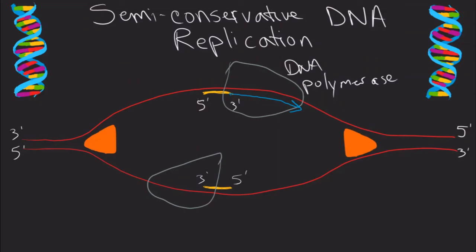And so it's going to occur in this direction. It has to be added on the 3' end. It has to do with the chemistry of it. That's the only end at which DNA polymerase can attach a new nucleotide. And so it has to occur in that direction.